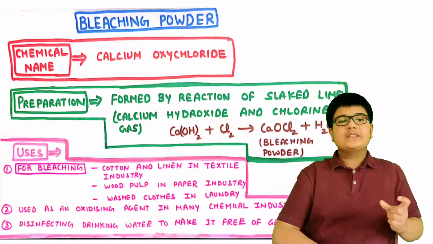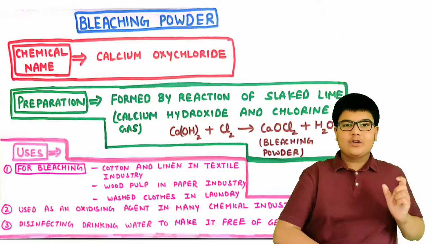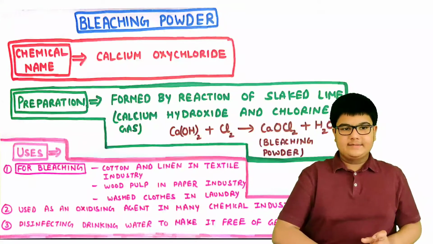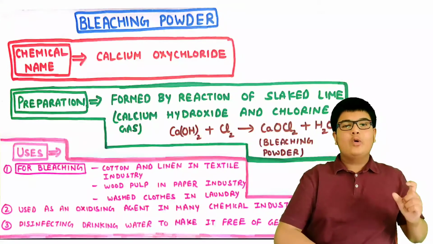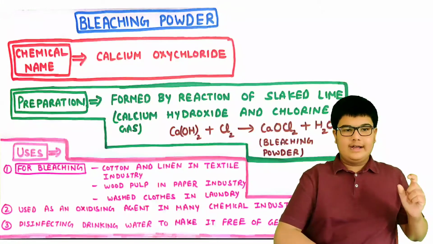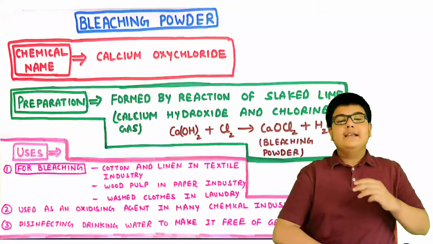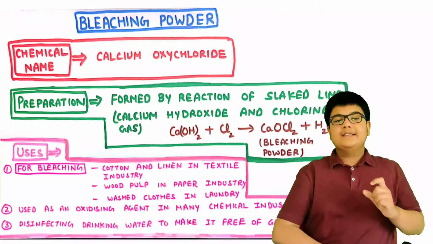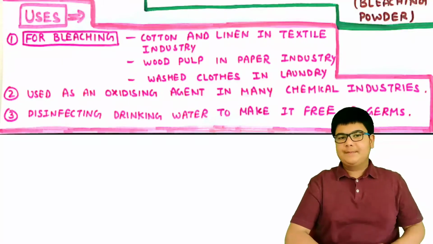Preparation of bleaching powder. Bleaching powder is formed by the reaction of slaked lime, that is calcium hydroxide, and chlorine gas. So this reaction can be stated as Ca(OH)2, that is calcium hydroxide, plus Cl2, that is chlorine, results in CaOCl2 plus H2O. So now let us see the uses of bleaching powder.